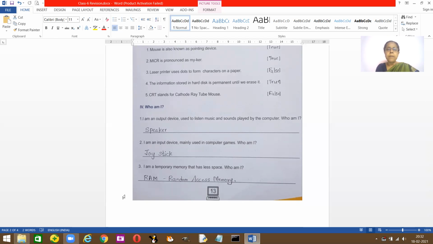I'm a temporary memory that has less space. Who am I? It is the random access memory. As you type, it's only saved on the computer. Only when you use the save as option, then it gets stored permanently. So unless you delete it, RAM is a temporary memory and it is volatile.